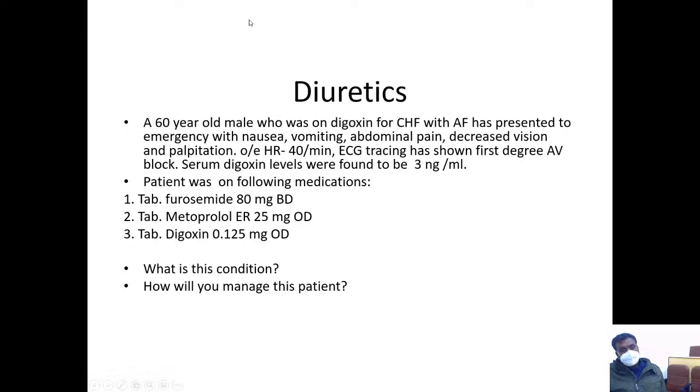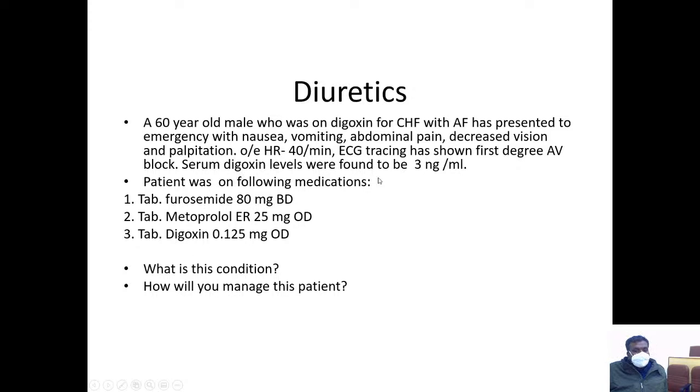So next, a 60-year-old male who was on digoxin for congestive heart failure with atrial fibrillation has presented to emergency with nausea, vomiting, abdominal pain, decreased vision and palpitation. On examination, heart rate is 40 per minute and ECG tracing has shown first degree AV block.